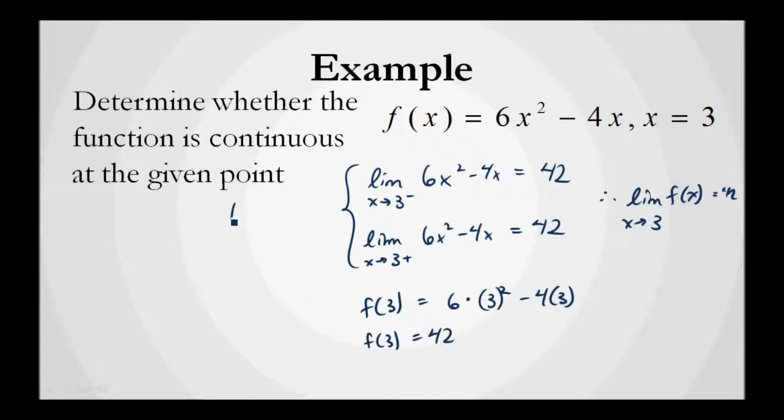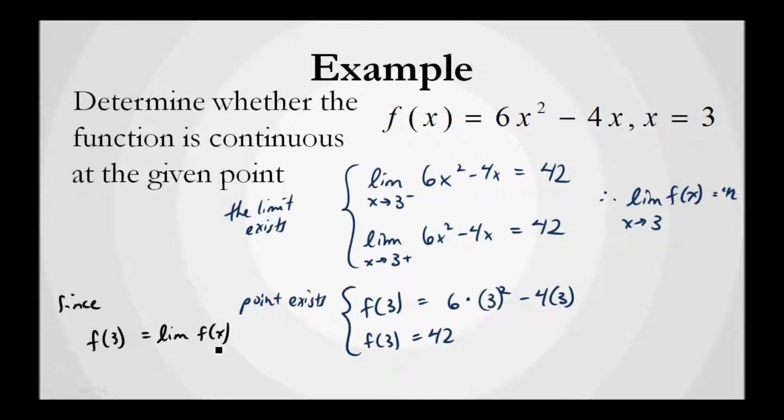From this, we know that the limit exists. From this, we know the point exists. Combining these two notions, we figure out that since f of 3 equals the limit of f of x as x approaches 3, f of x is continuous at the x value of 3.